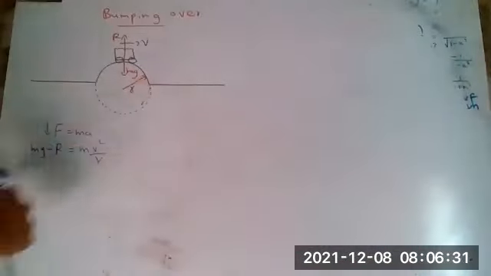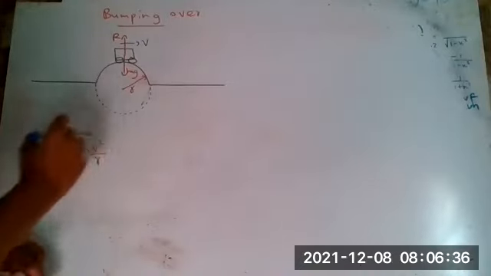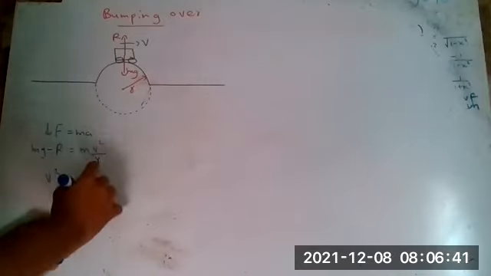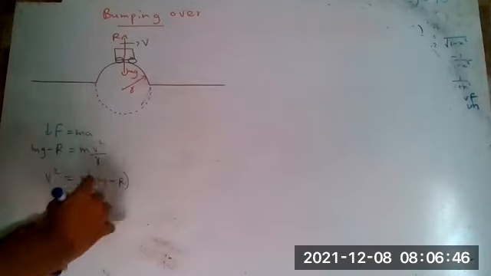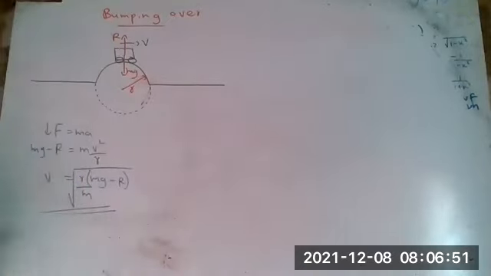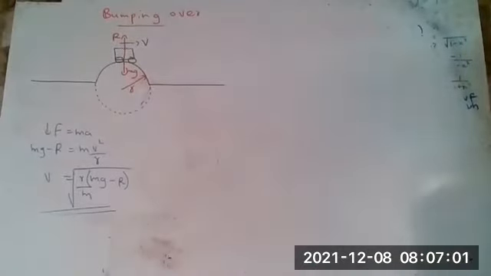I have made v the subject. So here R, here v. Then v squared equals r times (mg minus R) over m. That means v is the root of this. Very simple. Nothing much in that application. Okay, let's first write this. Let's draw and write quickly.